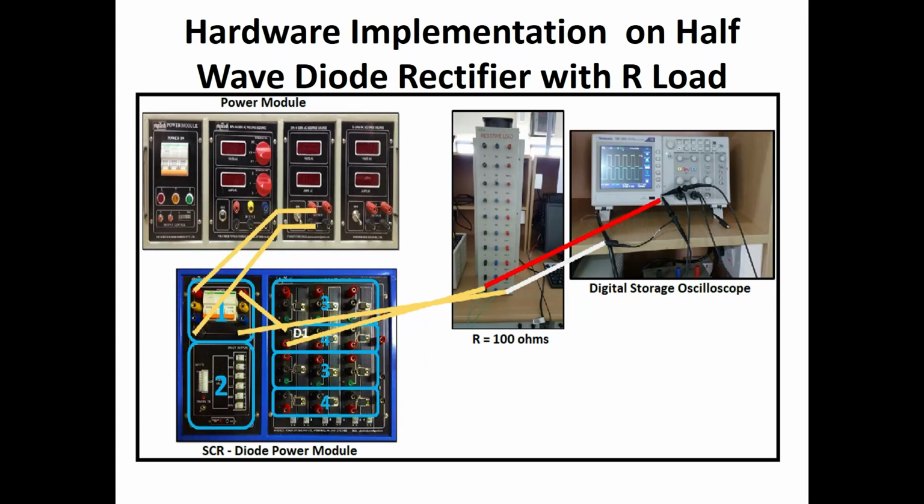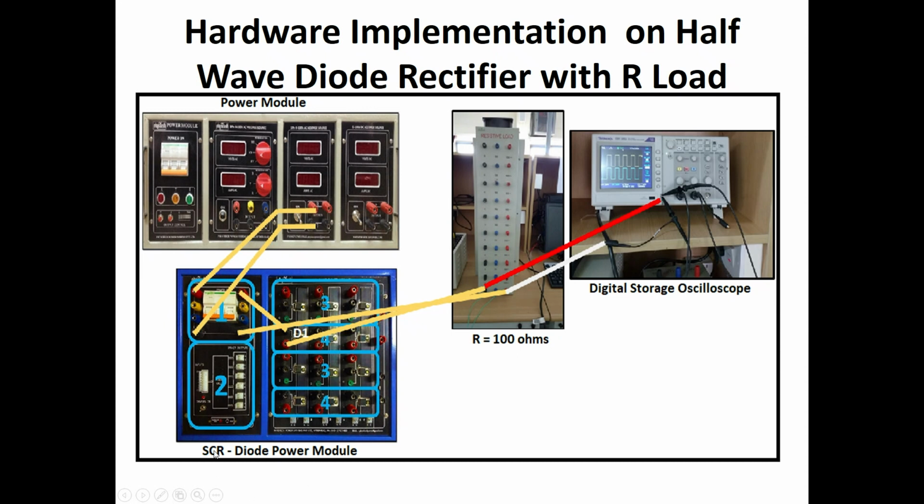Now the same circuit we have to implement on the hardware. Hardware implementation of a half-wave diode rectifier with R load. For this you require a power module. In that power module, we get a 3-phase supply, single phase supply and DC supply. In that you have to choose the single phase supply.